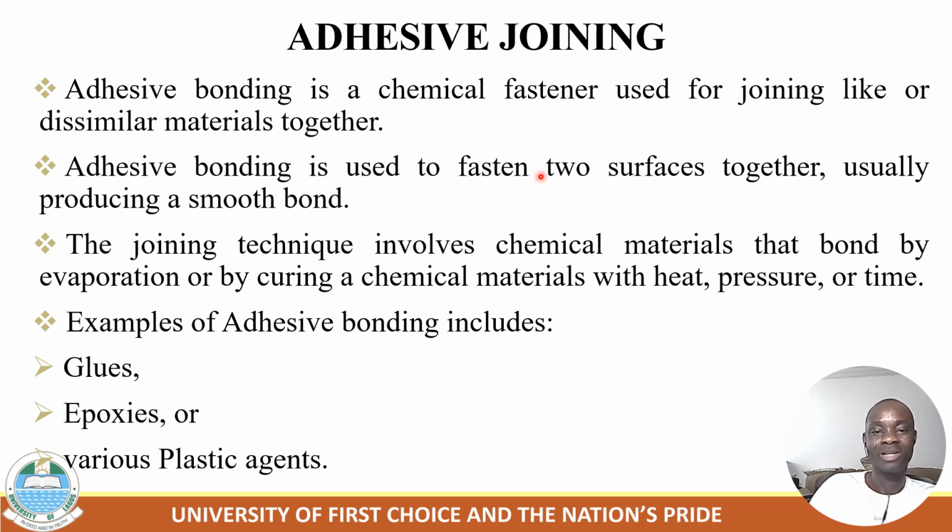And now, adhesive joining or adhesive bonding. Adhesive bonding is a chemical fastening method used for joining like or dissimilar materials together. It is used to fasten two surfaces together, usually producing a smooth bond. The joining technique involves chemical materials that bond by evaporation or by curing with heat, pressure, or time. Examples of adhesive bonding include glue, epoxies, and various plastic agents.